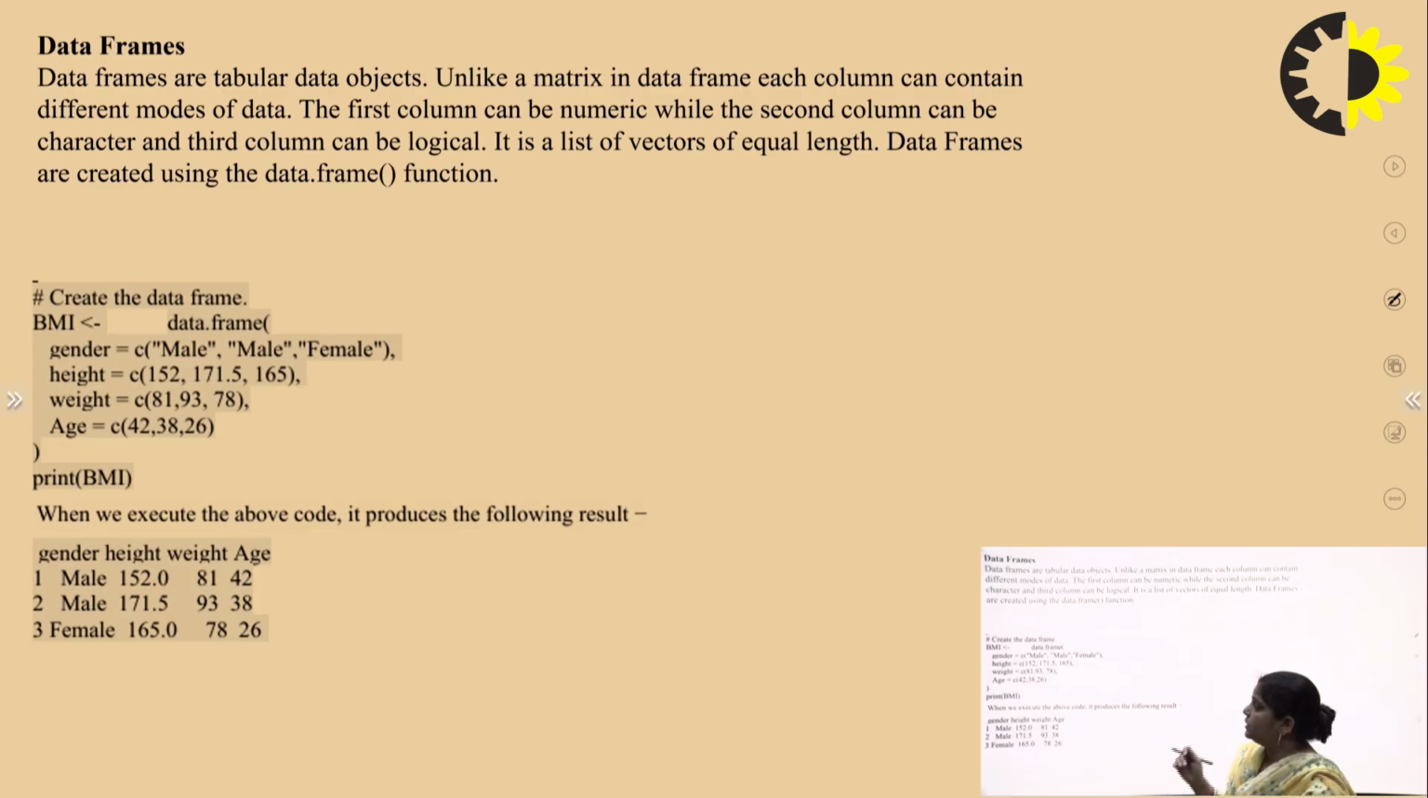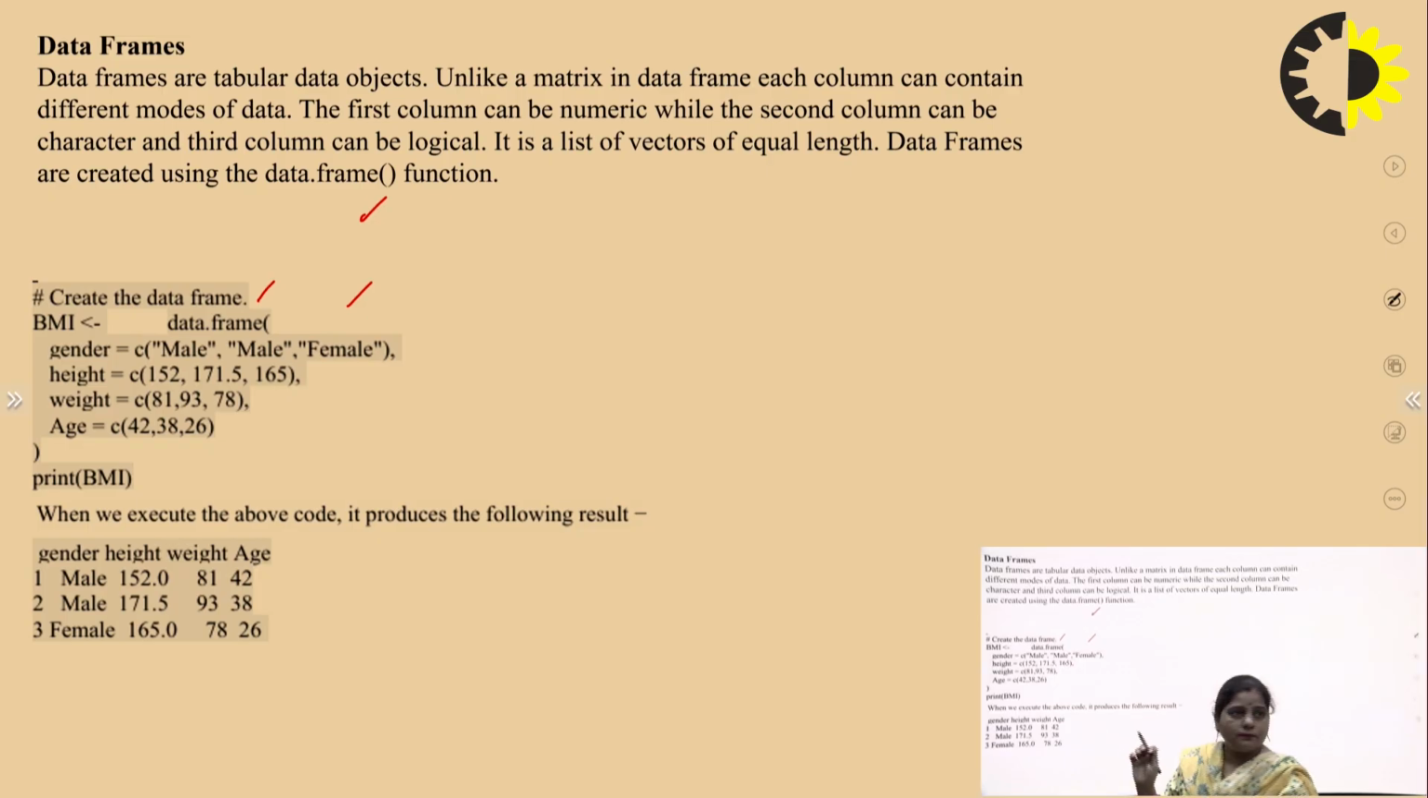Basically, it is a list of vectors of equal length, and they are created using the data frame function. So when we are going to create the data frame, BMI is storing the vectors which have different modes of data. Inside this we have gender, height, weight and age. These are all the values.